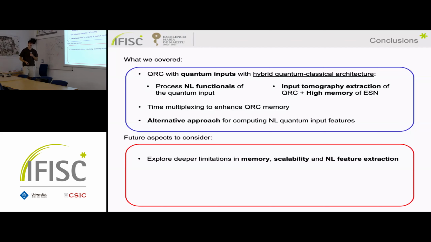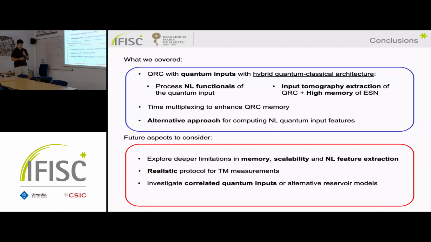As future aspects to consider, we can explore deeper limitations, deeper analysis in memory, scalability, and nonlinear feature extraction. Also, we can consider a more realistic protocol, focusing more on the time multiplexing measurement, because it requires doing more measurements in the unitary dynamics, and this can distort the system. And we can investigate correlated quantum inputs or alternative reservoir models to have quantum reservoir computing with larger memory. And as a final insight, we can see if extending this to classical time series can also be beneficial or not, depending on the situation.